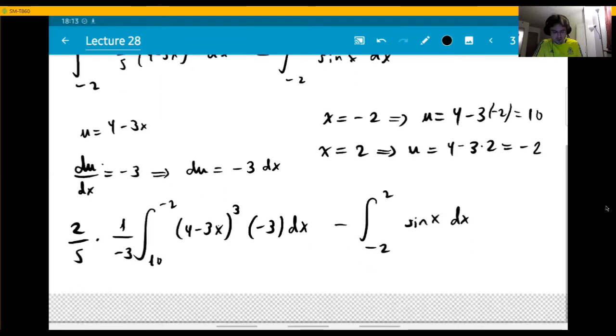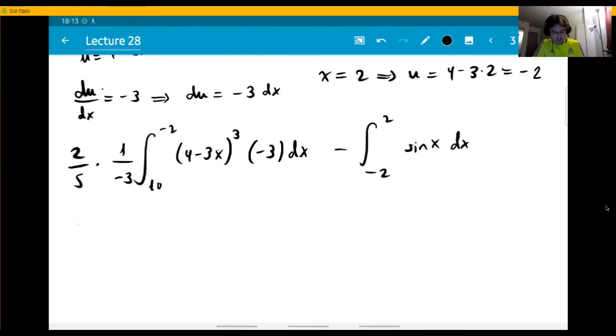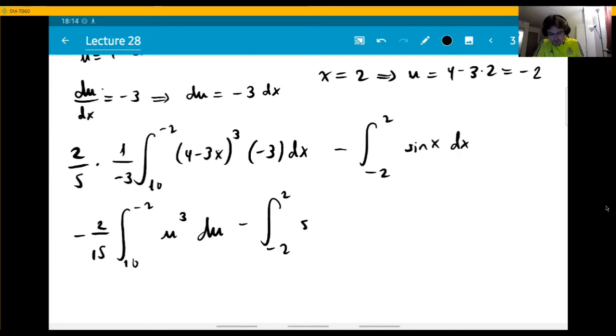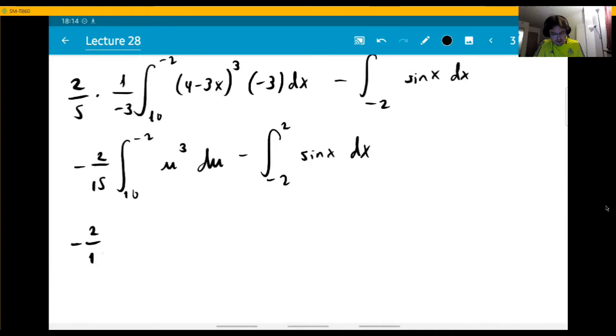These are now two integrals that we can compute. Just replacing everything here. For the first one, you have minus 2 over 15 outside. And the integral is just u cubed du. All right, the 4 minus 3x is getting replaced with u. And the minus 3 dx, here it is just du. And okay, once again, just copying the second integral. Now we can just calculate these. Integral of u cubed with respect to u is the same thing as u fourth over 4. And that needs to be computed between the numbers 10 and minus 2.